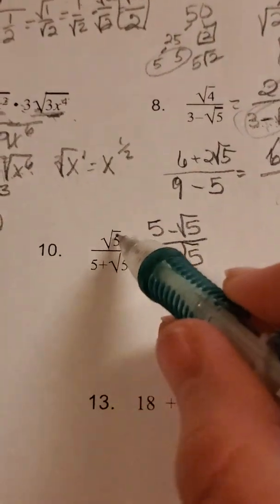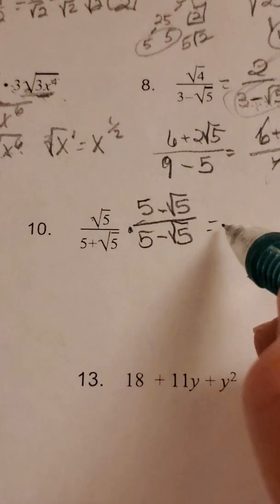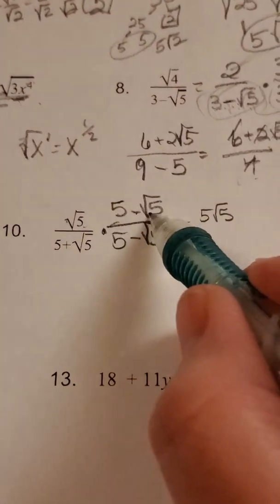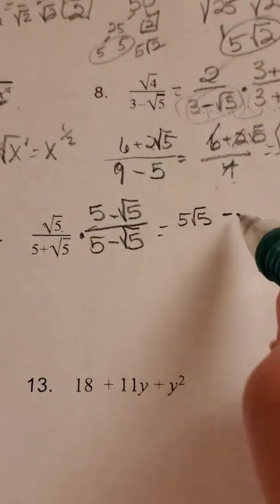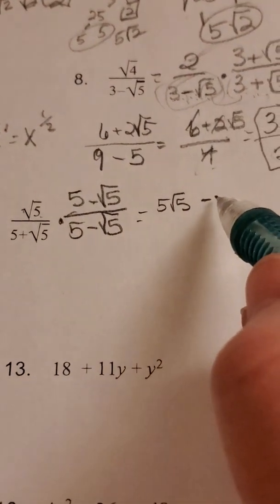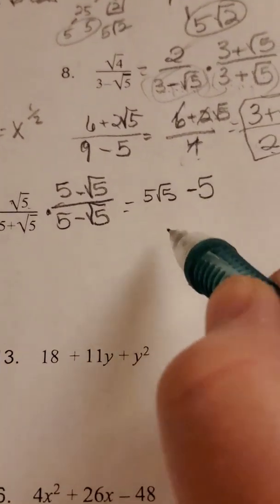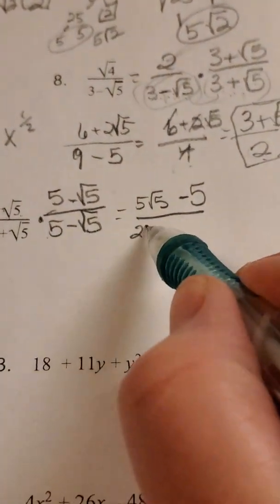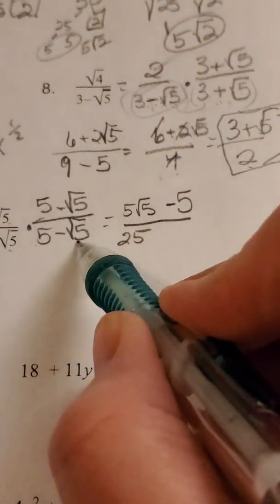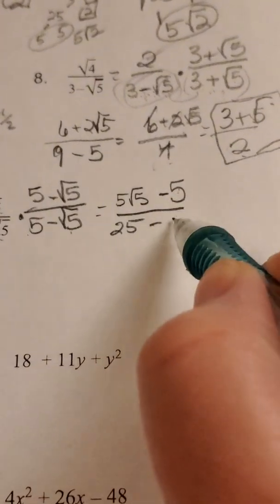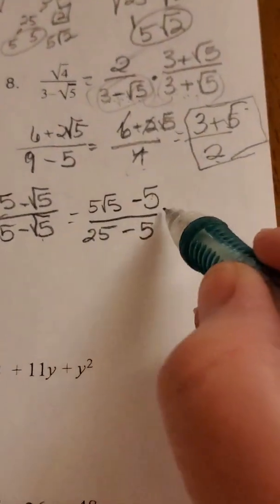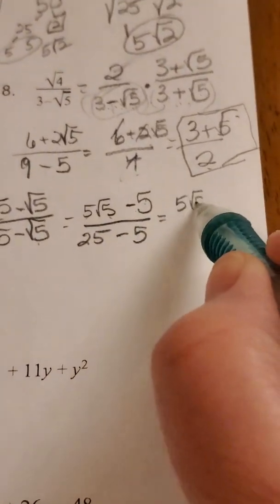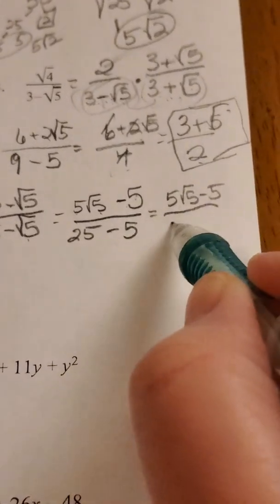Okay? So we take 5 times the square root of 5 times 5, and we get 5 square root of 5. And then square root of 5 times a negative square root of 5 is going to be negative square root of 25. But the square root of 25 is 5. Okay? And here we take 5 times 5 and we get 25. And the square root of 5 times negative square root of 25, again, same thing here, gives us minus 5. All right? So, square root of 5 minus 5 on top, and 20 on the bottom.